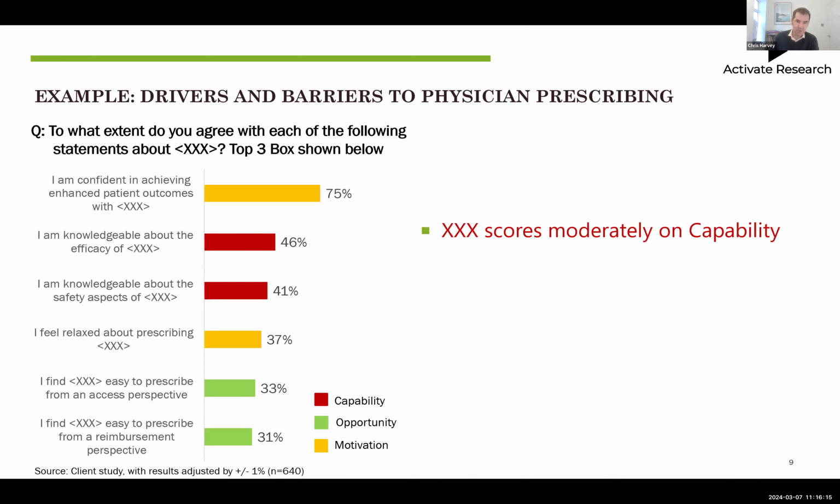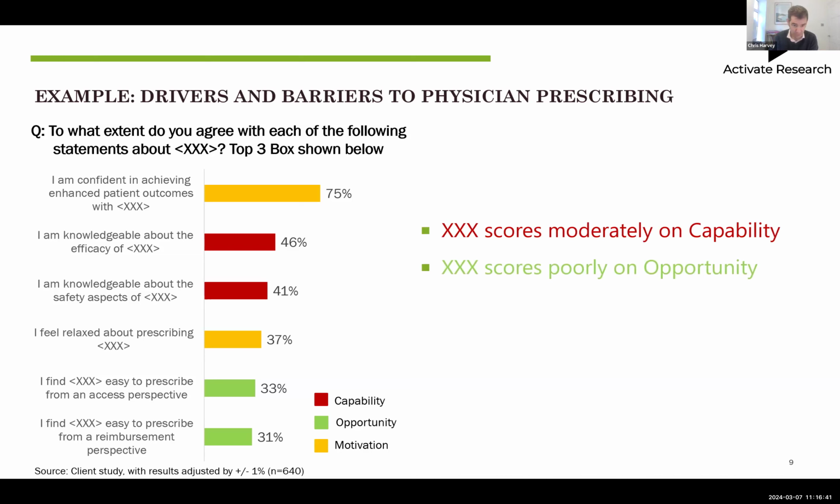So essentially what this enables us to do really is to produce some really nice, simple top line KPIs and to, as I say, report back how people are doing or their readiness to prescribe on each of these three areas. So we can see that under capability, this particular drug is performing pretty moderately, really. So 46 and 41% say they're knowledgeable about the efficacy and safety.